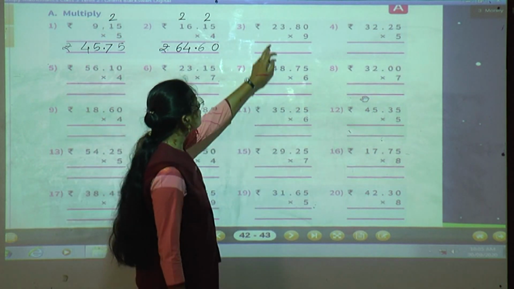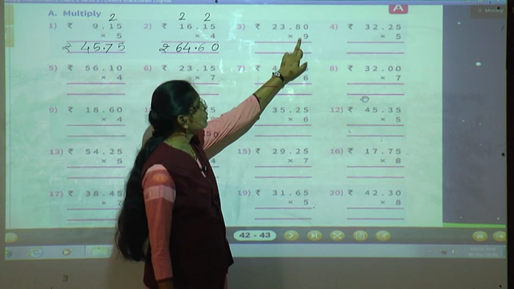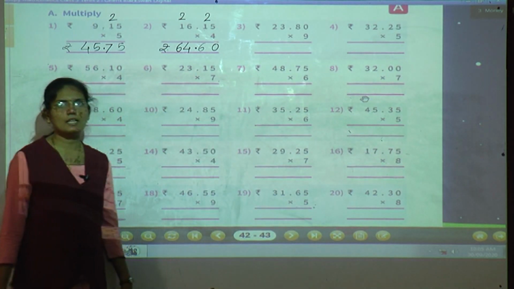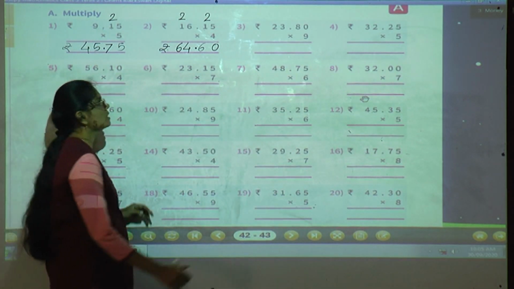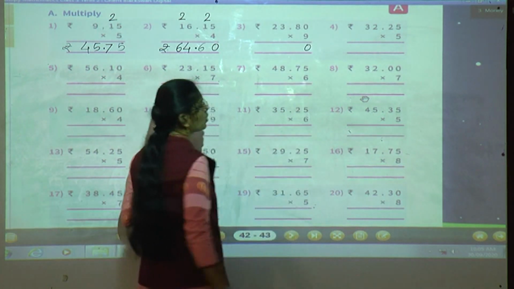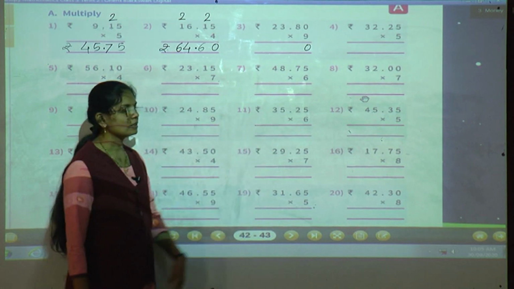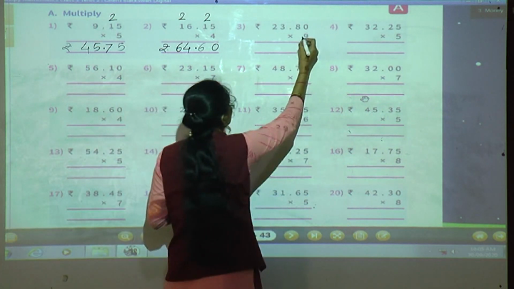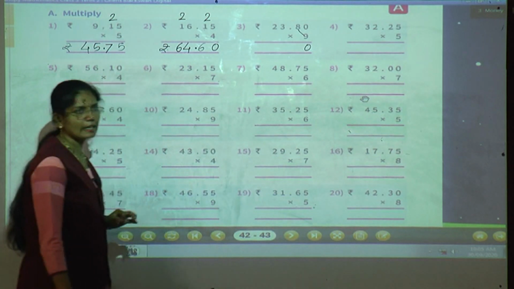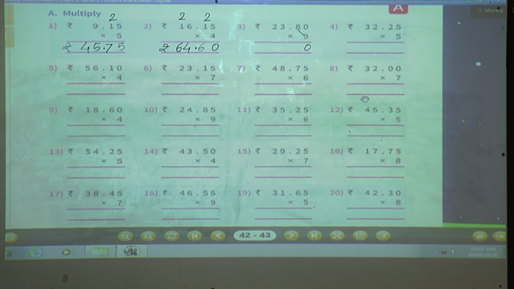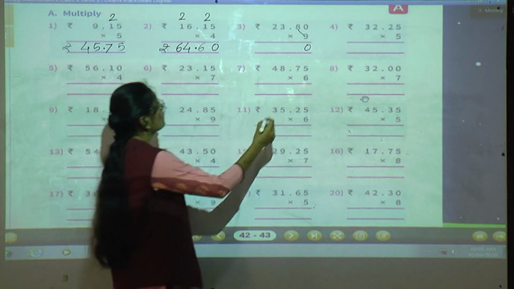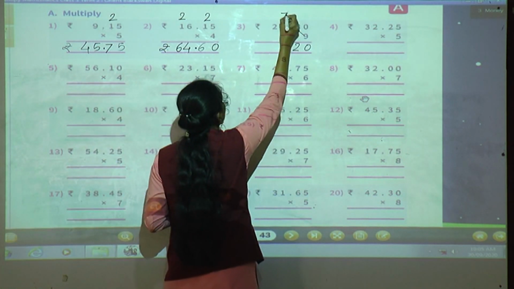Look at the board here. Rupees 23.80 into 9. What will you do? Yes, 9 into 0, 0. Correct. Because we have seen one of the properties in the multiplication lesson that if we multiply any number by 0, then we get the product 0 only. So 0 into 9, 0. Okay. Then we will move to the next place. 9 into 8. 9 8s are 72. So what will we write here? 2 and 7 as a carry.